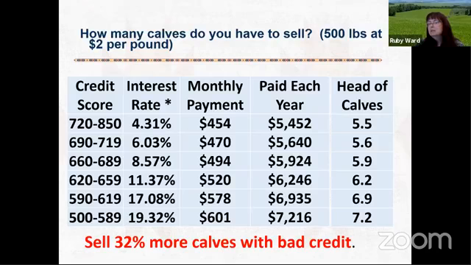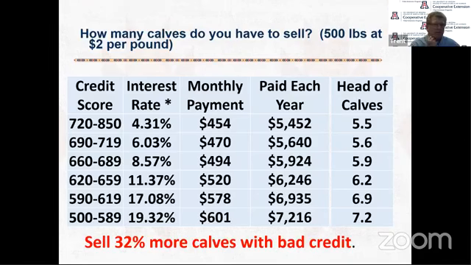Because this is just one pickup loan, but it's 32% more calves that it takes to just buy the same thing if you have that extra risk. And I think it's also important to point out on your operation, if you're looking at this, can you do that? Remember, these are additional calves, or these calves have to come from somewhere. Can your herd support that? Can your health system support that?